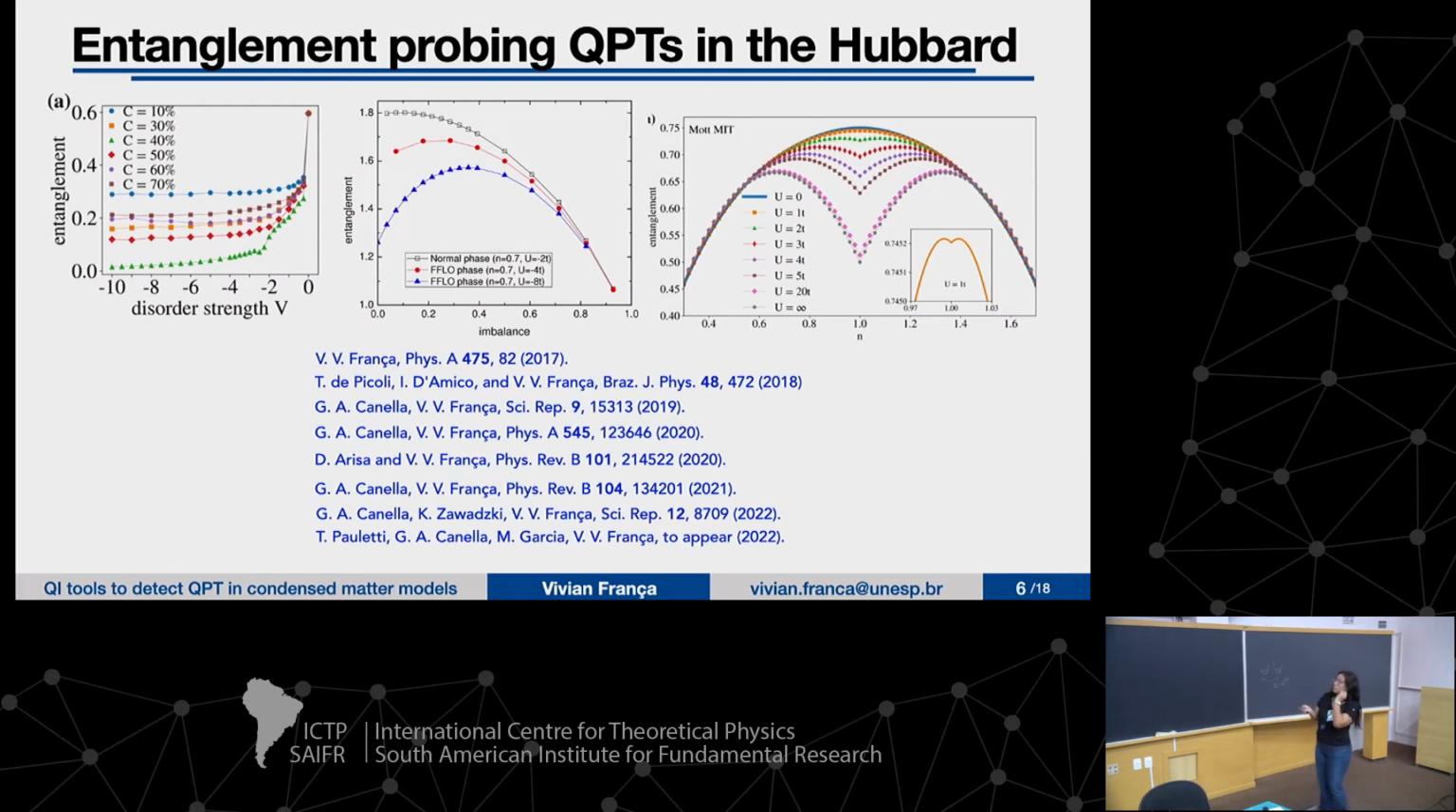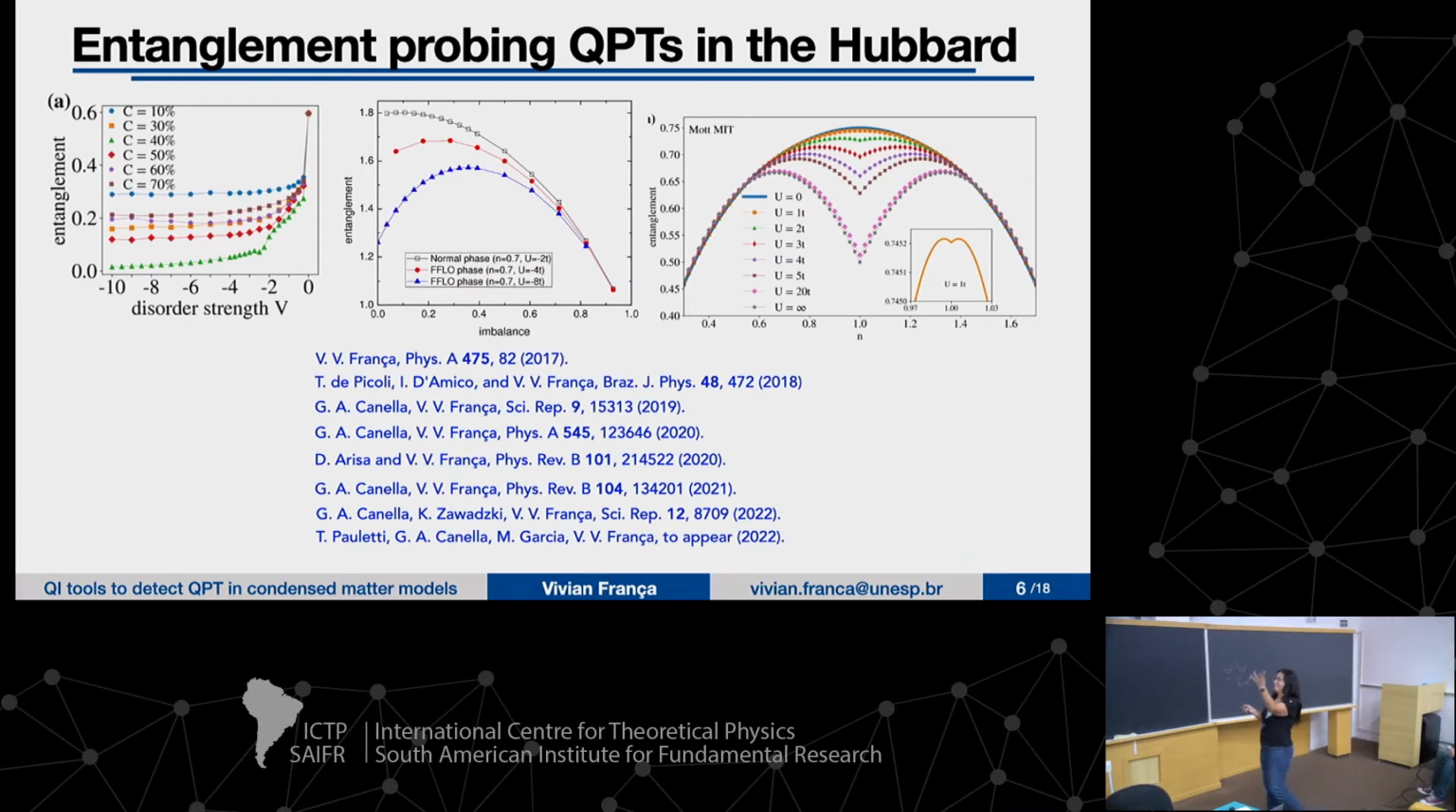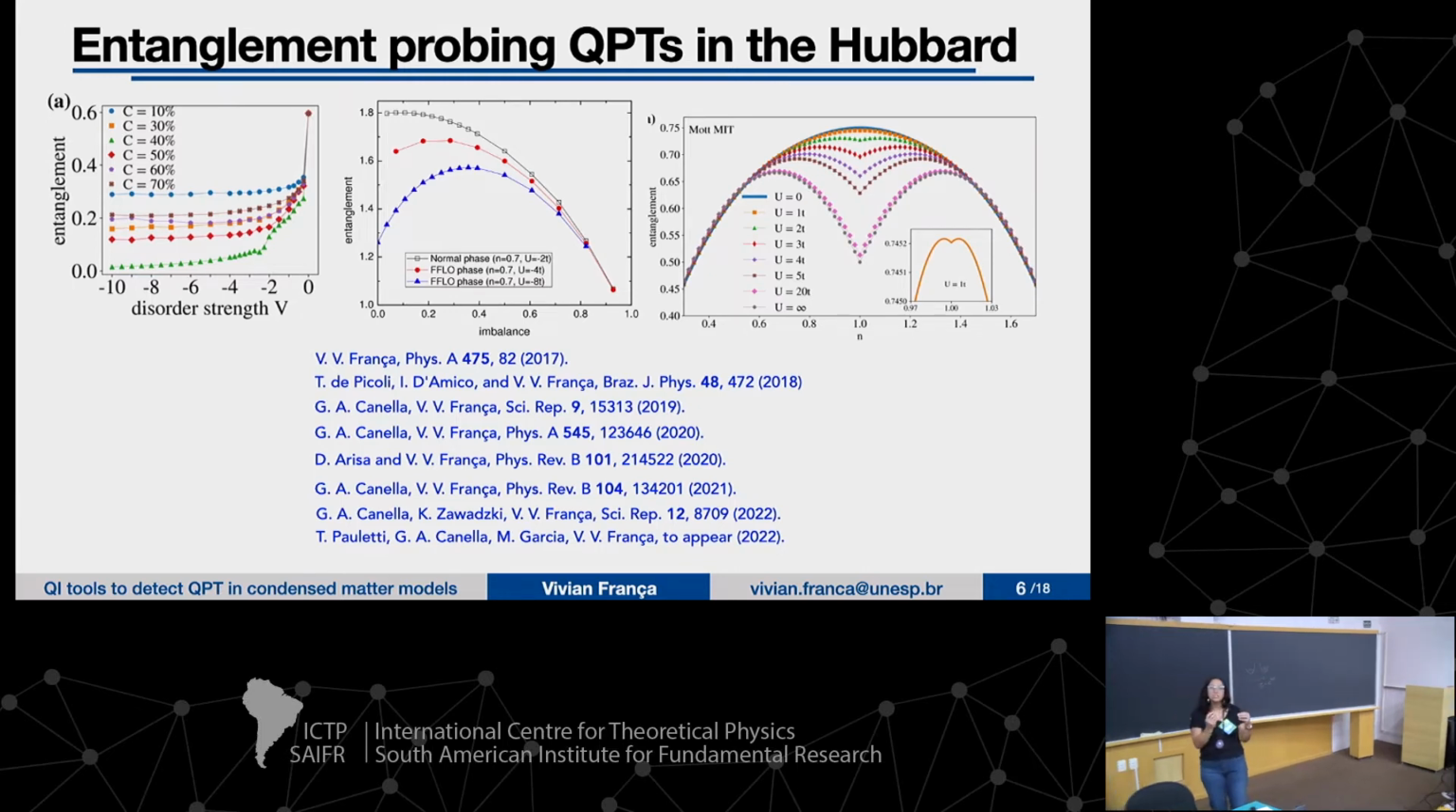And for that, I've chosen here 3 almost random results. We have been working on that since 2017. And the idea here is just to give you a hint of what kind of signatures we typically look at when we analyze these entanglement quantities.